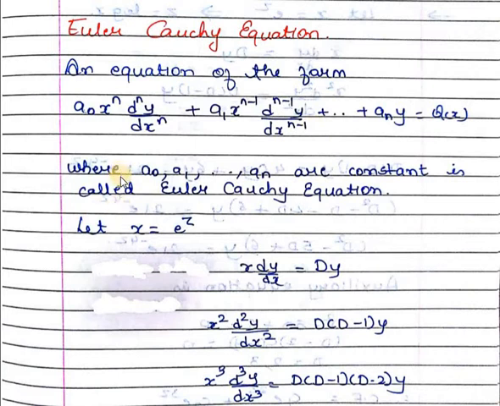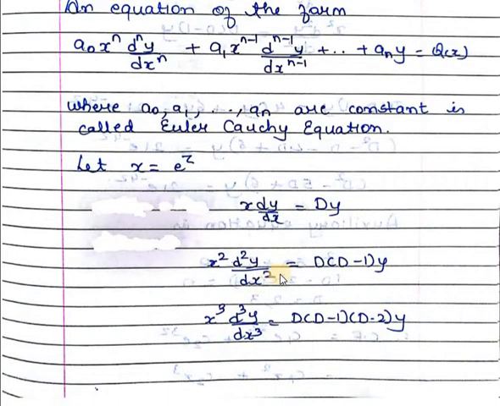So now suppose x is equal to e raised to z. If we suppose x is equal to e raised to z, then x dy by dx can be written as Dy. Same way, x square d square y divided by dx square is equal to D into D minus 1 into y. Same way, x cube d cube y divided by dx cube is equal to D into D minus 1 into D minus 2 into y.